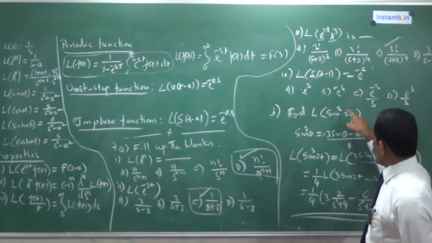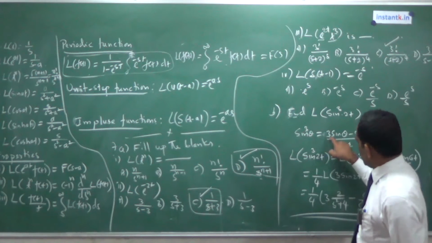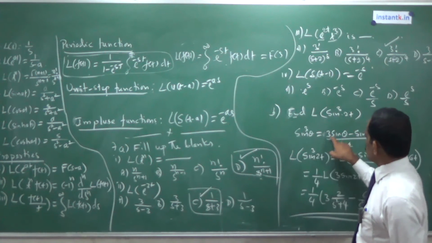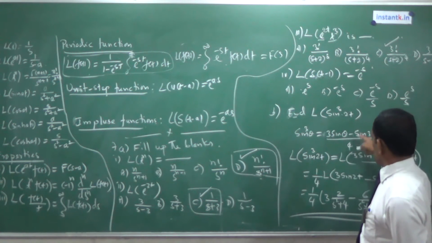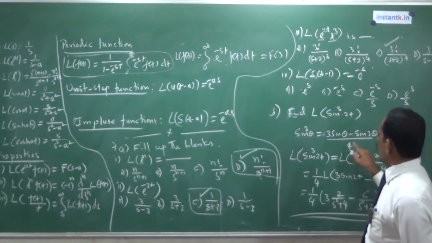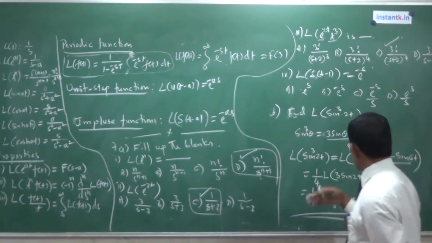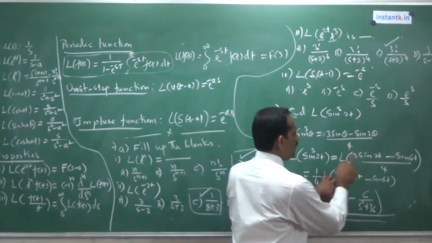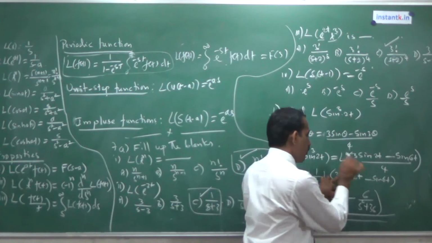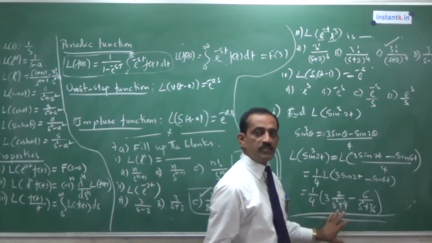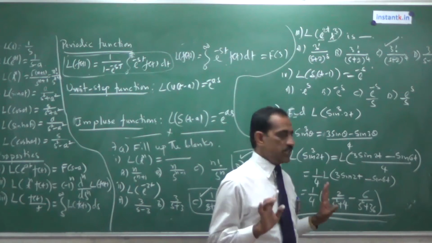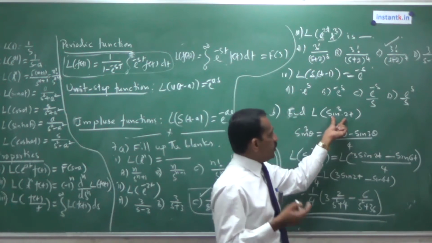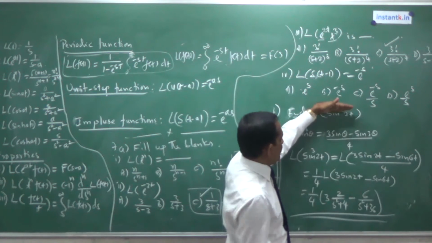So if cos cube 2t is there, then 3 cos 2t plus cos 6t, whole divided by 4. Then all of this is the same type. Instead of sine you have to write cos. But Laplace transform of cos at is s by s square plus a square. So in the numerator we get s there. That is the only change.